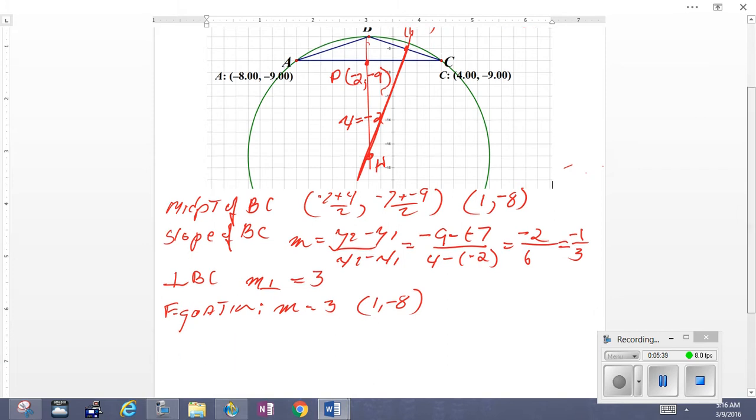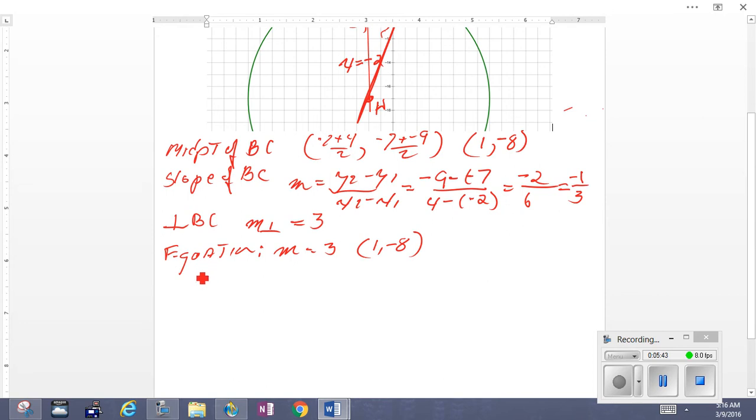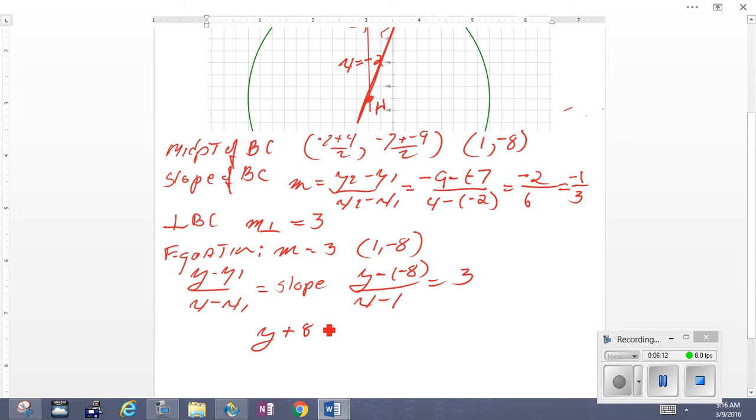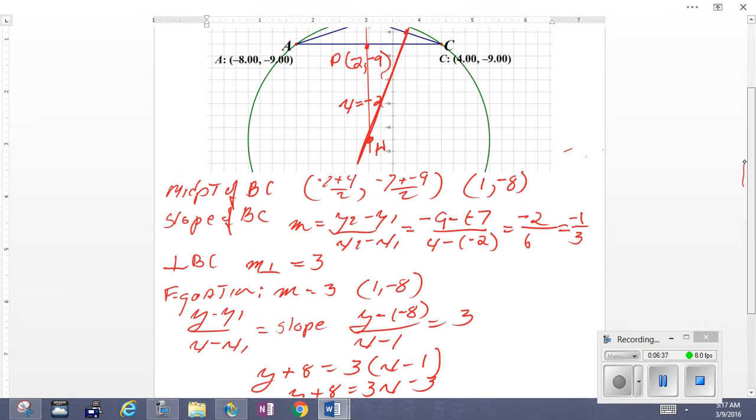So we go to our point slope form to find that equation. That equation is going to be y minus y1 over x minus x1 equal to the slope, which is y minus -8, watch your signs, over x minus 1 is equal to 3. We can cross multiply, taking care of that sign change. Y plus 8 is equal to 3 times x minus 1, which is y plus 8 is equal to 3x minus 3, which will give us y is equal to 3x minus 11. Which looks to be about right in terms of where that is.